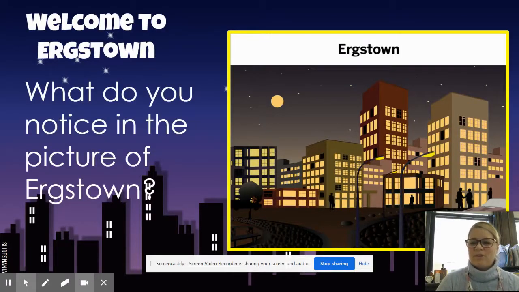So here we are. This is Ergstown. I want you to think about what you notice. Maybe pause the video and think of all the things that you see in this picture. The people, tell me about the lights, tell me about the street lights, tell me what's in the foreground, what's in the background. When you're finished, restart your video and go on to the next picture.